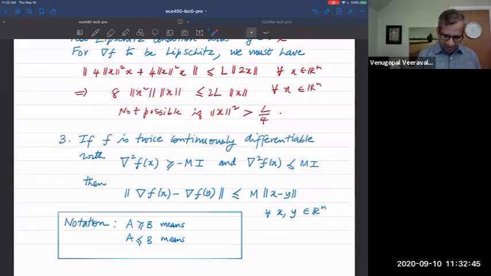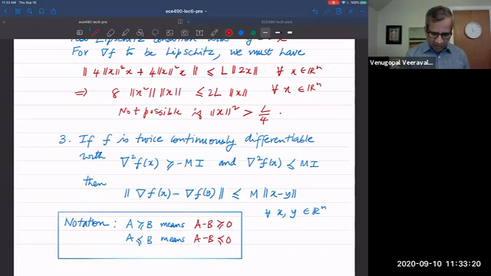Okay. Now I have to explain this notation a little bit. What do we mean when we say that a matrix is bigger than some other matrix? This is the inequality with little curves on it. When we write this, it says that A minus B is positive semi-definite. A less than B means that A minus B is negative semi-definite. Okay, so that's the notation for it.